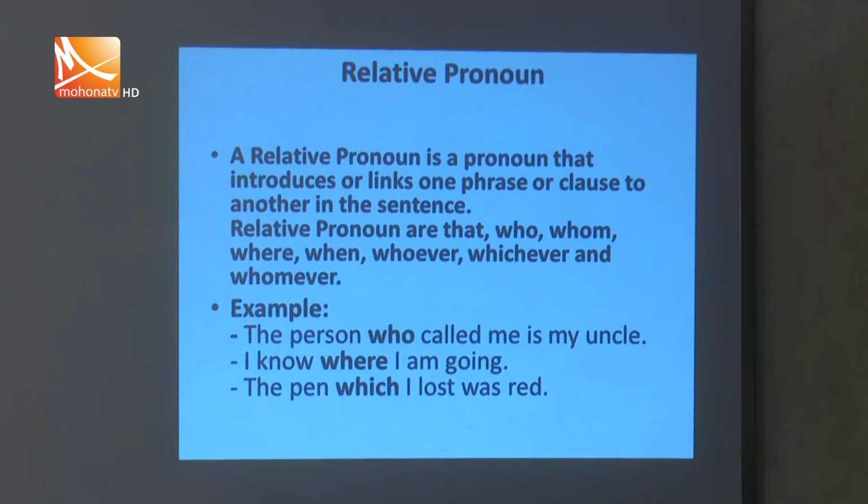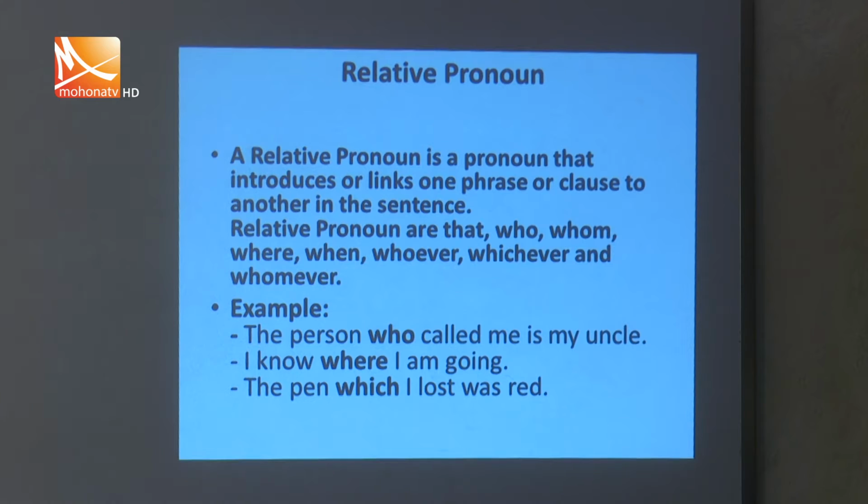Dear students, I think you understand my class easily. Now we are going to talk about relative pronouns. A relative pronoun is a pronoun that introduces or links one phrase or clause to another in the sentence.